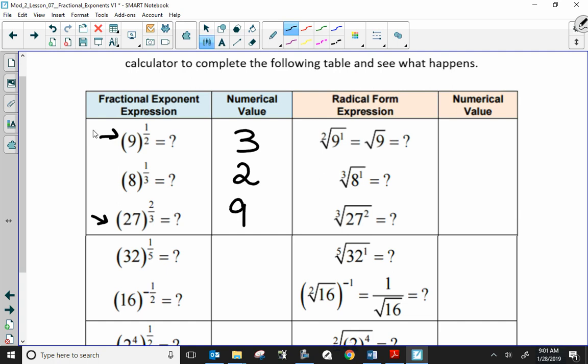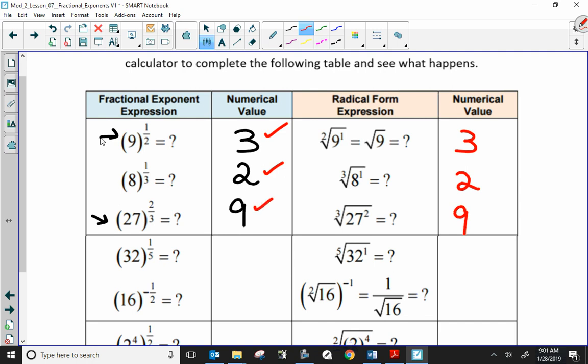Now, if we move over to the right, if I do the square root of 9, I should get 3. That's the same thing I get here. If I do the cube root of 8, I should get 2. It's the same thing here. And if I do the cube root of 27 squared, I should indeed get 9.